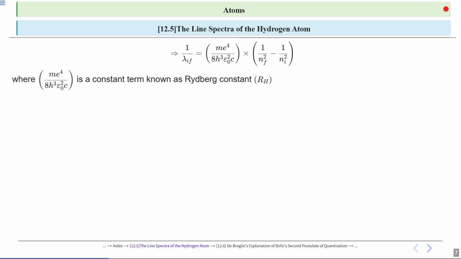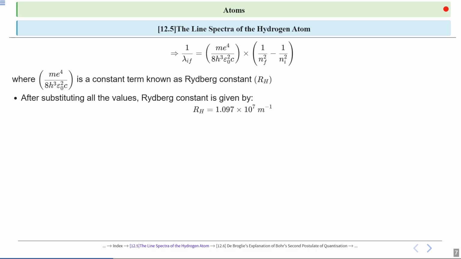Now let's focus on the constant in this equation. The term in brackets, which is m times e raised to power 4 divided by 8 times h cube epsilon naught square times c, is known as the Rydberg constant. This constant combines several fundamental physical constants and is denoted as Rh. After substituting the values for all these constants, like the mass of electron, the charge of electron, Planck's constant, the permittivity of free space and the speed of light, we get a specific value for the Rydberg constant. Let's see what that value is.